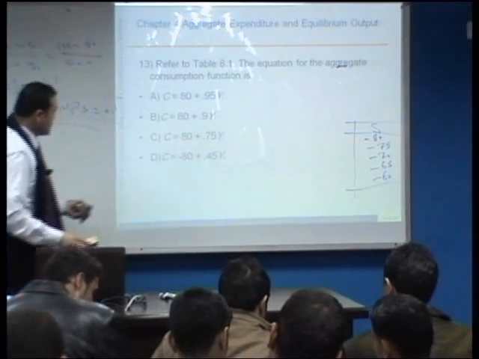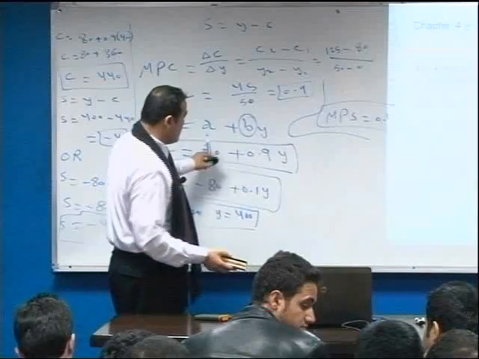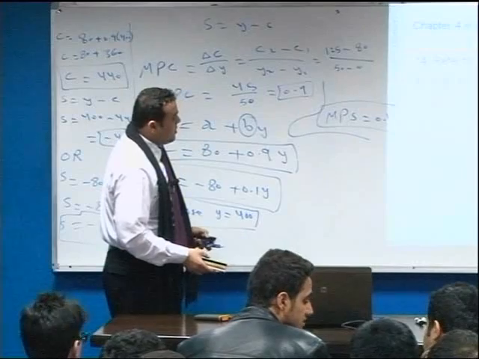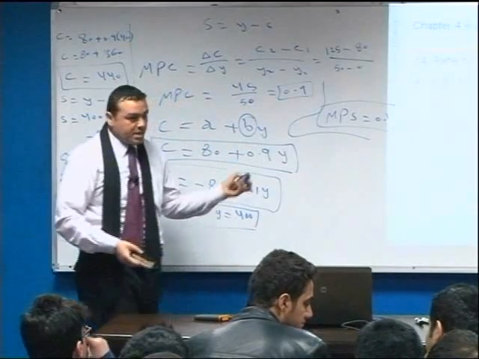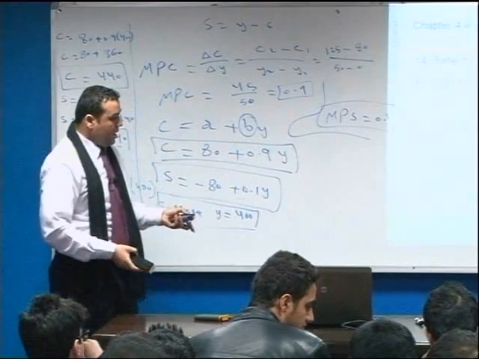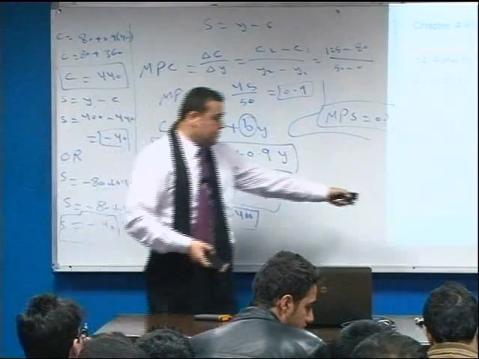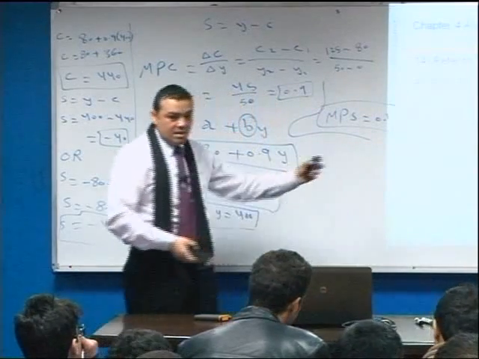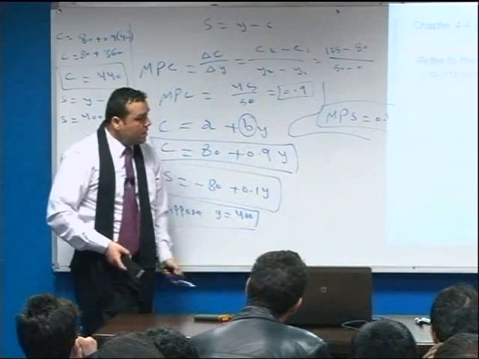What else? Where is it? Yes, please. The MPC, it's already calculated. MPS at an aggregate income of 100 is the same idea. How much is the saving?